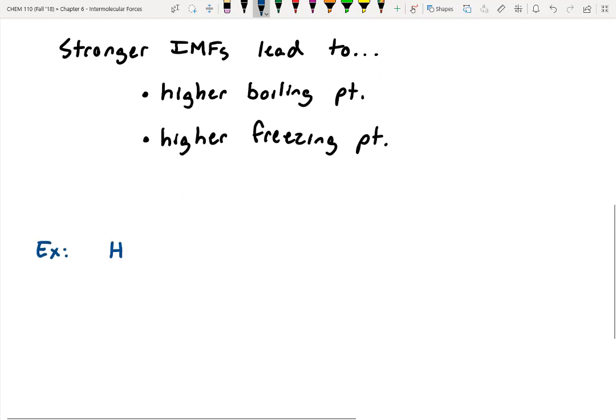Let's take water and compare that to methane, which is CH4. If we think about the molar mass of water, it's going to be the mass of 2 hydrogens and 1 oxygen. So it'd be 18.02 grams per mole. If we think about the molar mass for methane, it's going to be pretty similar.